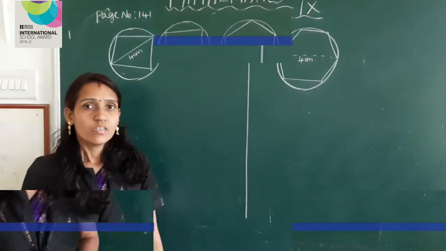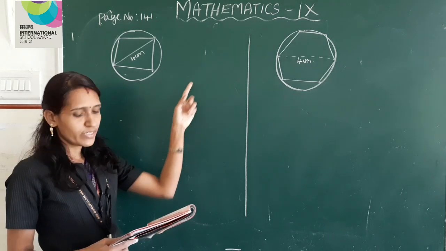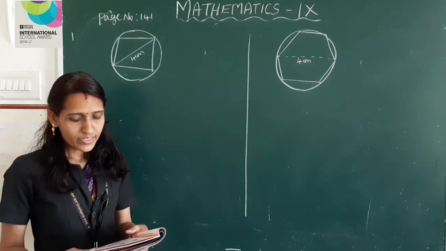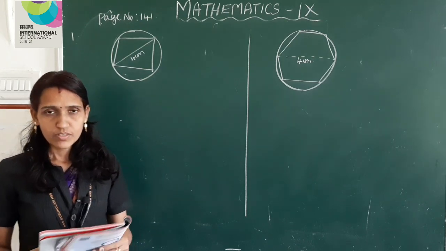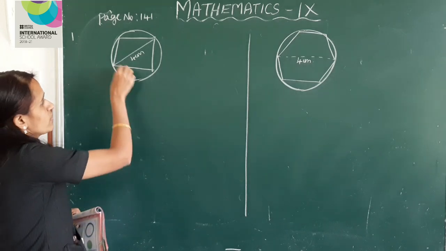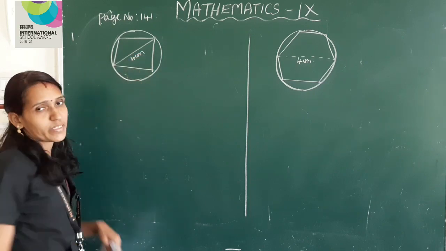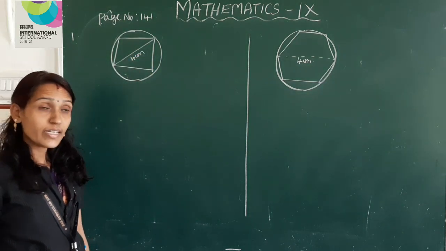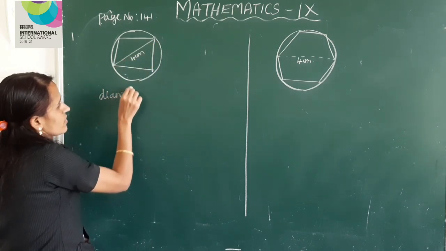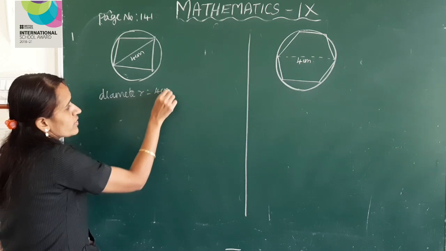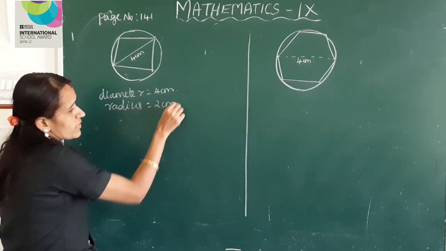Clear, children? Next, in the picture below, find the difference between the areas of the circle and the polygon up to 2 decimal places. First figure, it is a square. Diagonal is 4 centimeter. So the diagonal is equal to the diameter of the circle. So diameter is equal to 4 centimeter. So radius is equal to 2 centimeter.